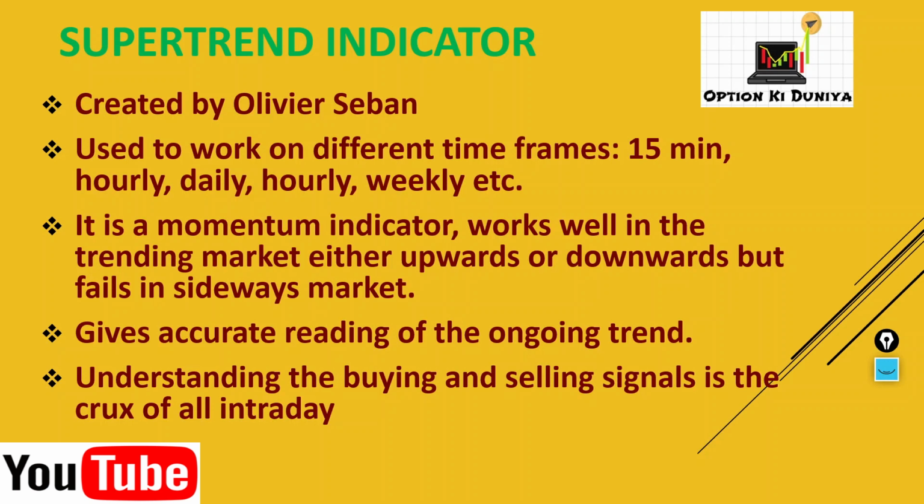If you understand Supertrend, it's an average of the short term, medium term and long term trend. Therefore, in a trending market, either upwards or downwards, it works brilliantly. But in the sideways market, your stop losses will trigger on both sides. Understanding the buying and selling signals is the crux of all intraday. If you understand where you generate buy signals and sell signals, you understand how to use Supertrend for intraday.